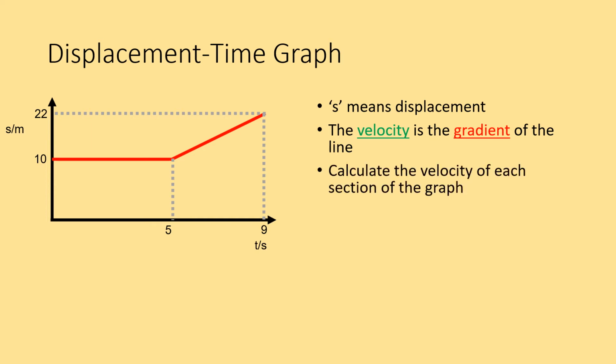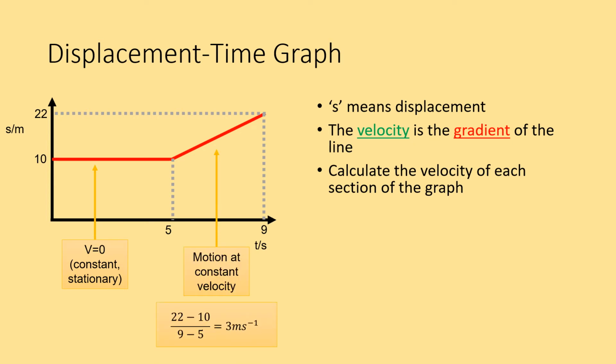So you can calculate the velocity at each section of the graph. As I say, v equals 0 there, it's constant, it's stationary, it's not going anywhere. That one though is at constant velocity, it is a straight line, and you can calculate the velocity by doing 22 minus 10, that's the total displacement for this section of the graph, divided by 9 minus 5, that's the total time for this section of the graph, which gives you 3 meters per second.